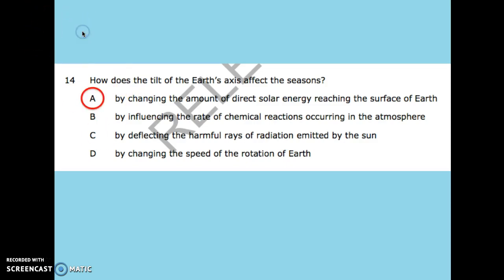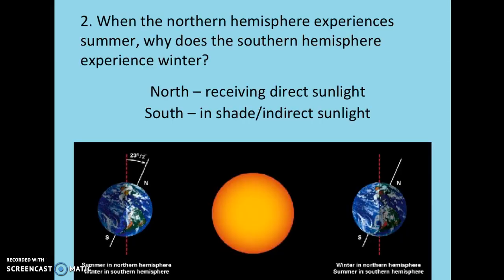So if you look at your answer choices here, A is the correct answer because it changes the amount of direct solar energy that is reaching the surface of the Earth. It does not change the speed of rotation of the Earth. It doesn't deflect radiation. It doesn't change the rate of chemical reactions. So if you look at each answer choice very specifically after thinking about what you know about that topic, that will help you to more clearly answer the question.